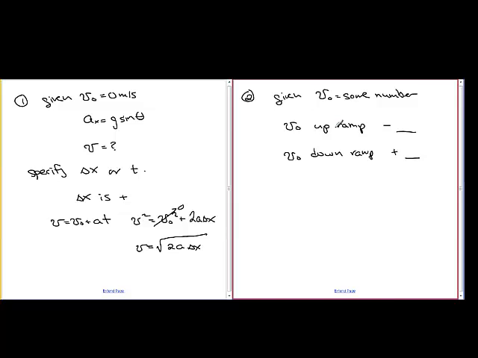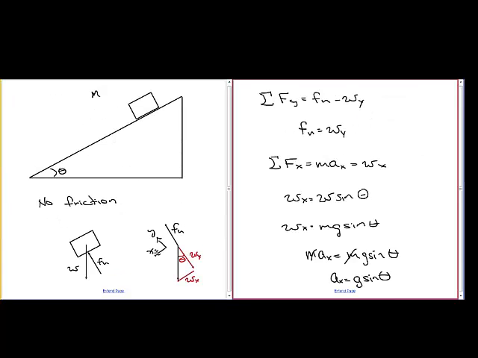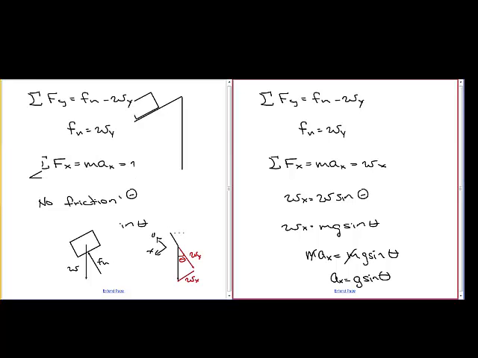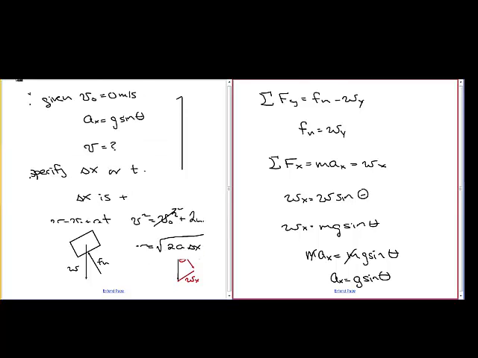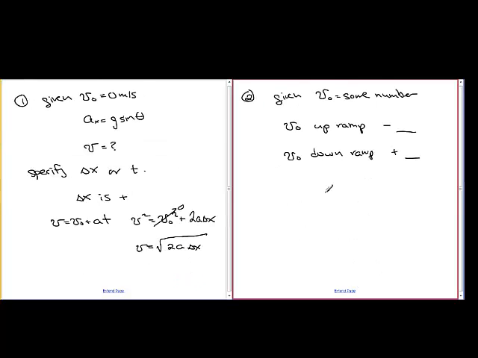Again, this up the ramp is opposite the direction that we defined as positive x. So you'd have v0 negative, and then if you push it down the ramp, get it started going down the ramp, it's going to be positive. Down is positive. Okay, so you'll be given some initial velocity.